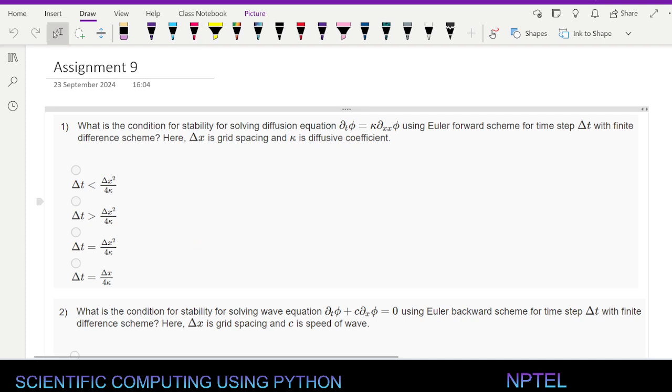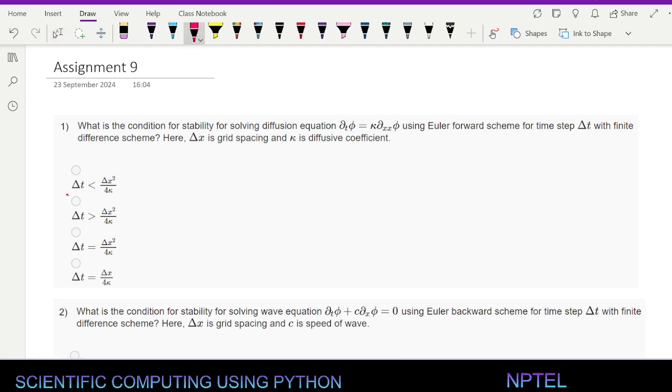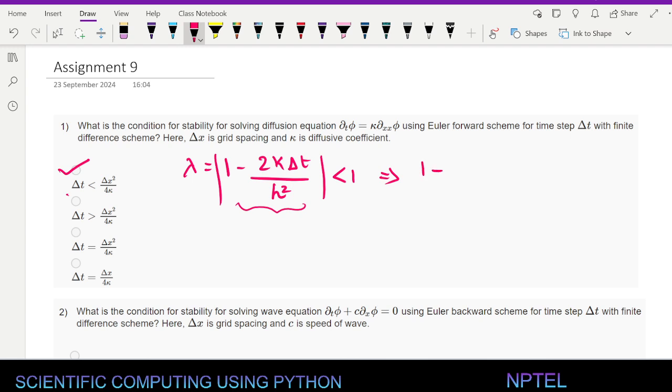Well, why one? First of all, common sense. Delta t has to be less than something, right? And the other is, we know the factor. This lambda factor was 1 minus 2k delta t by h square. This has to be less than 1, which means this thing at most can be minus 1. So 1 minus 2k delta t divided by h square has to be greater than minus 1.